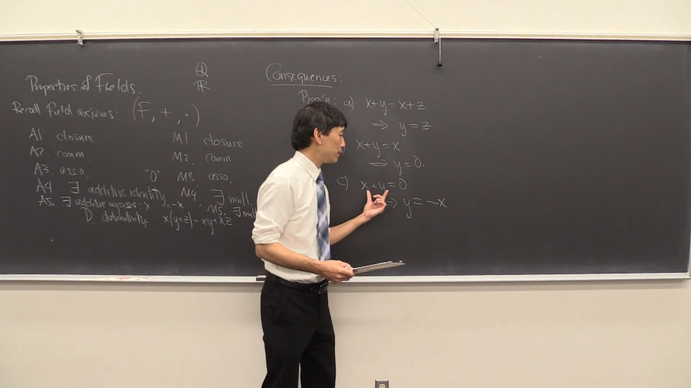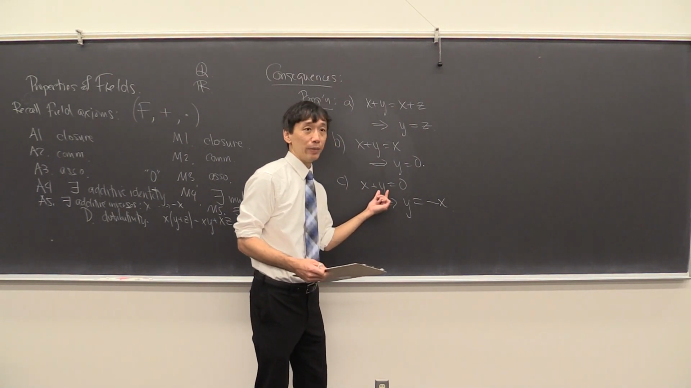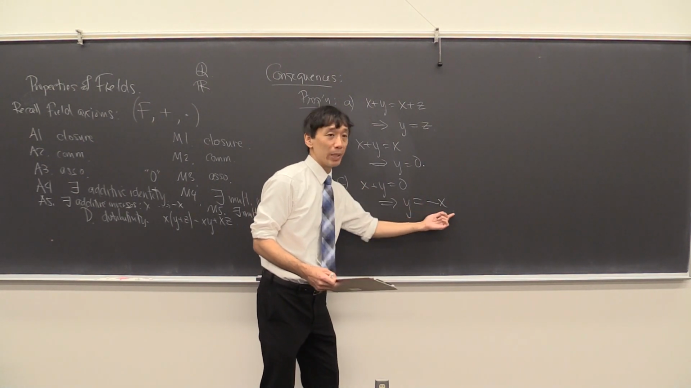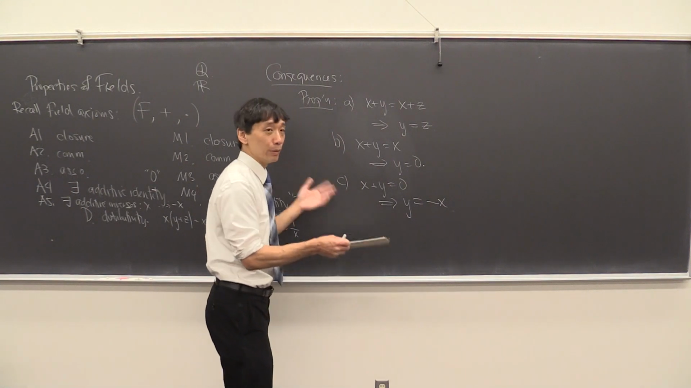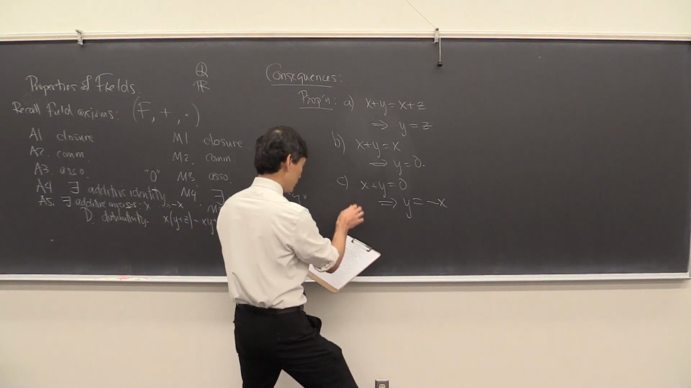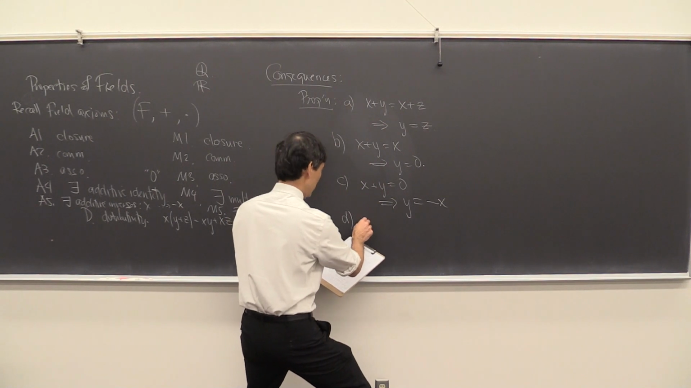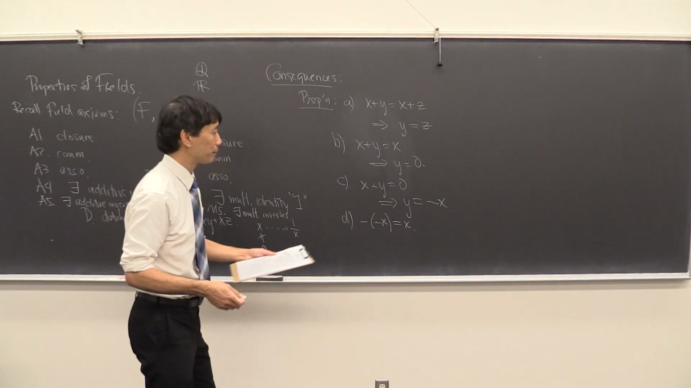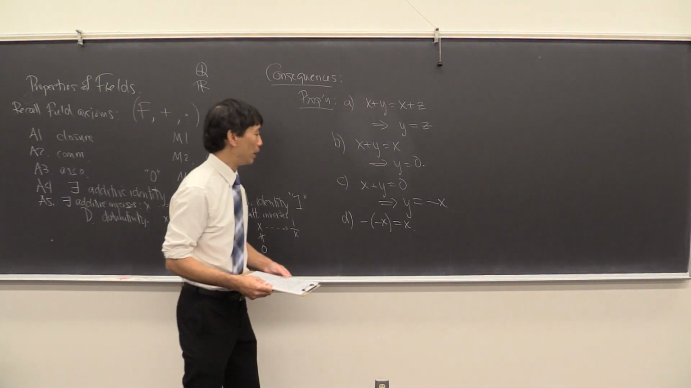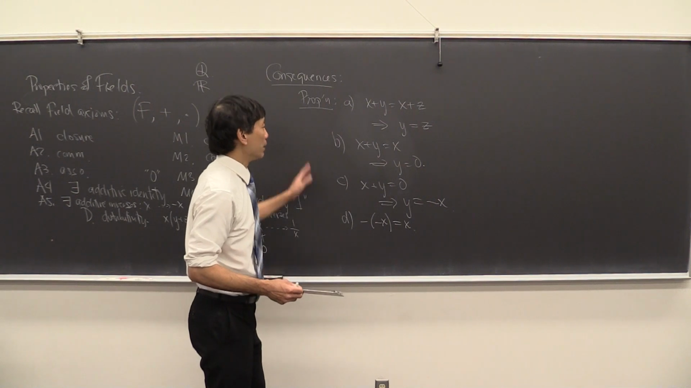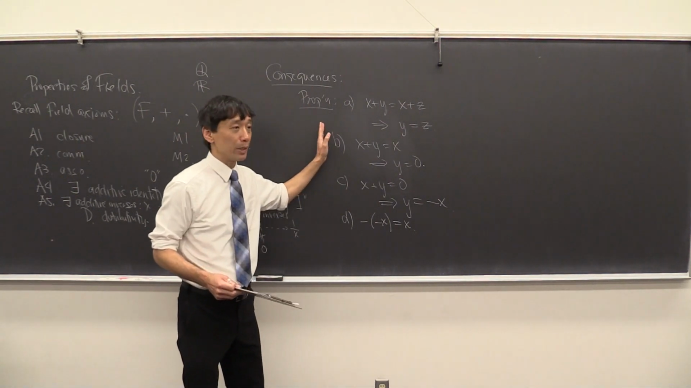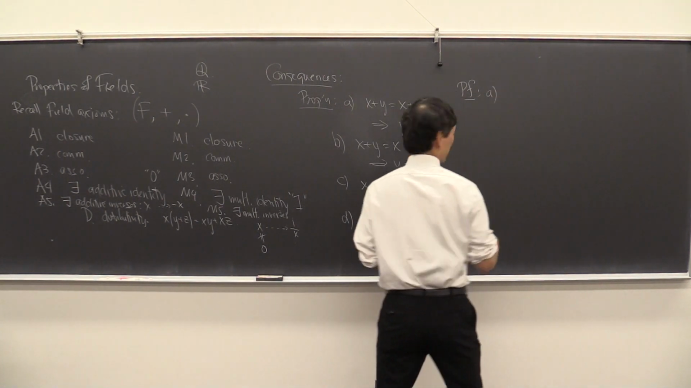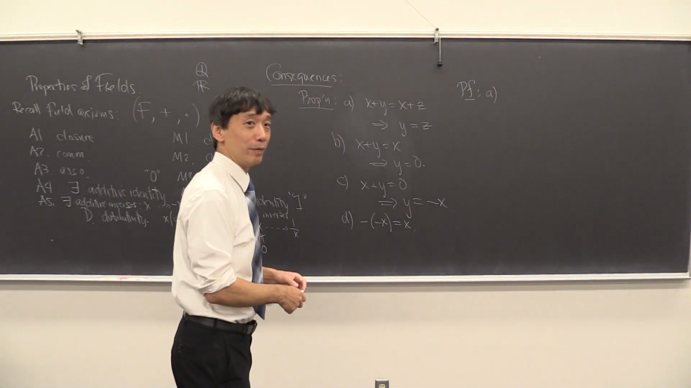So what this one is saying is that the additive inverse is unique. If you act like the additive inverse, you must be the additive inverse. You can't have two different additive inverses. The last one says that the additive inverse of the additive inverse is just the original thing. These are all things that are true in the real numbers, and we want to see how to prove them in fields.